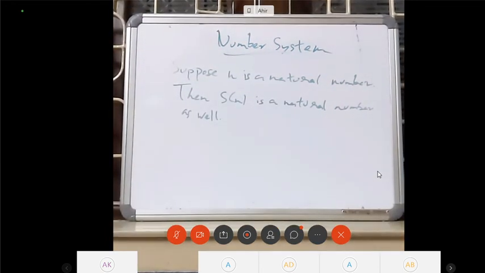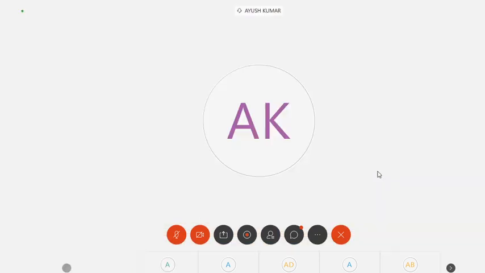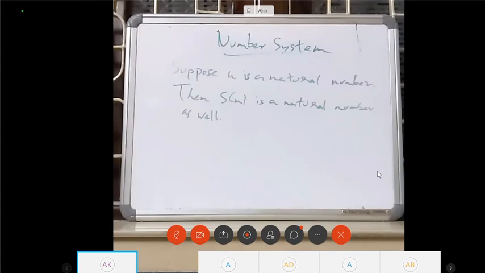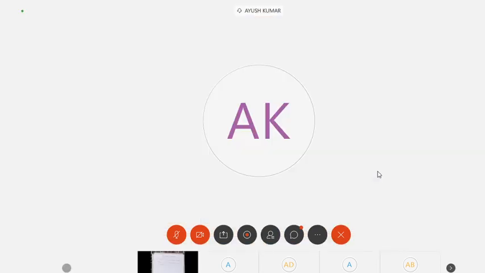Then we have Sn is injective. Can you say why? The successor function is injective. Because every image has only one pre-image. Yes. If the two is the image, one will always be the pre-image.